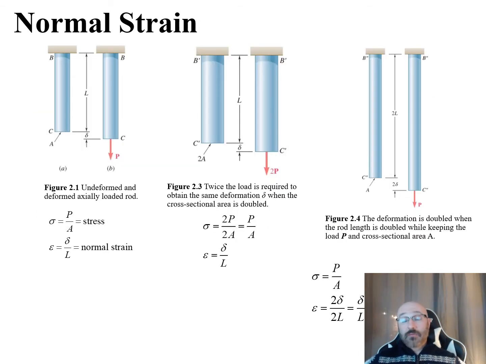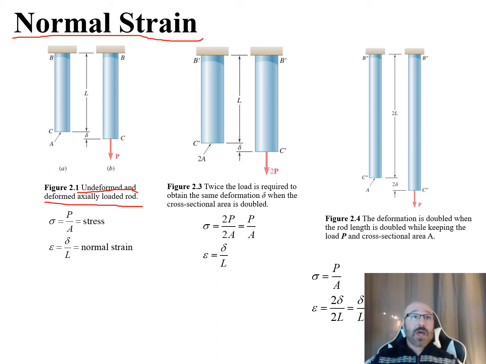So as we get started, the first thing I want to introduce here is normal strain. The way in which I'm going to introduce this is through a couple different diagrams and represent some of the key equations and how we can relate our load, our area, and our stress. In this first figure we have this column, undeformed on the left-hand side and deformed in part B on the right-hand side under pure axial loading.